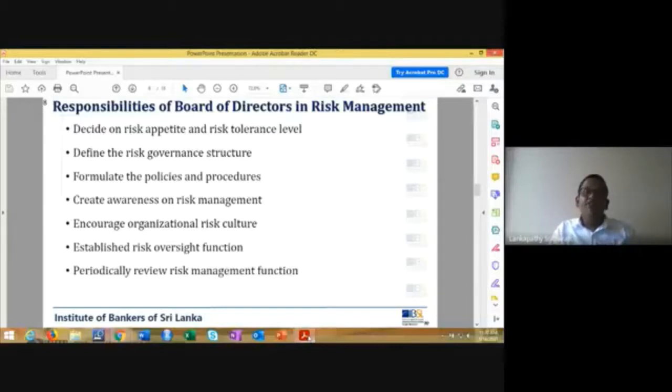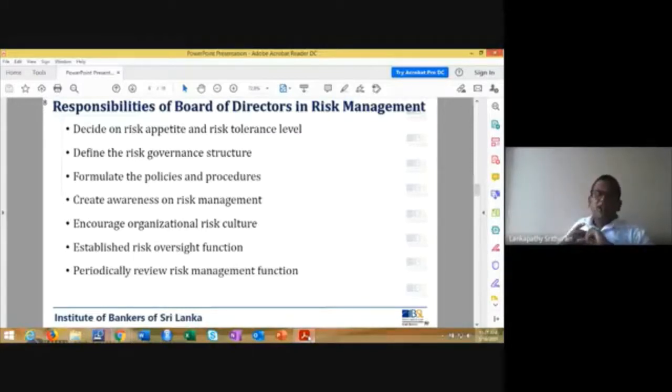And establish a risk oversight function. Establishing a risk oversight function means a centralized risk management department. This is more or less related to risk governance, but oversight function in the sense of formulating the policies and all. Then somebody has to oversee that. So they appoint a chief risk officer, and the risk management department is given the freedom to oversee the risk management. Those things are the responsibility of the board of directors.